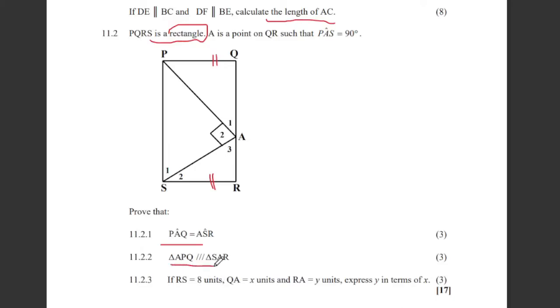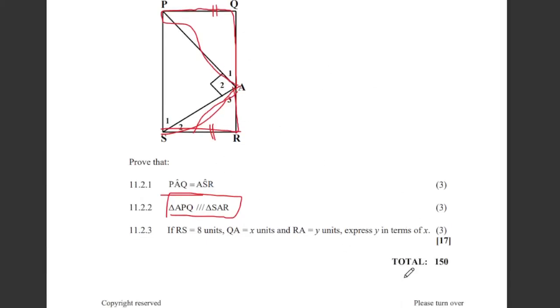Then can you prove that this triangle is similar to that? So look for the basics. The triangles that they're talking about are APQ, okay, this triangle, and then which one? AR. Okay, so this one. You just need to prove that those two triangles are similar.